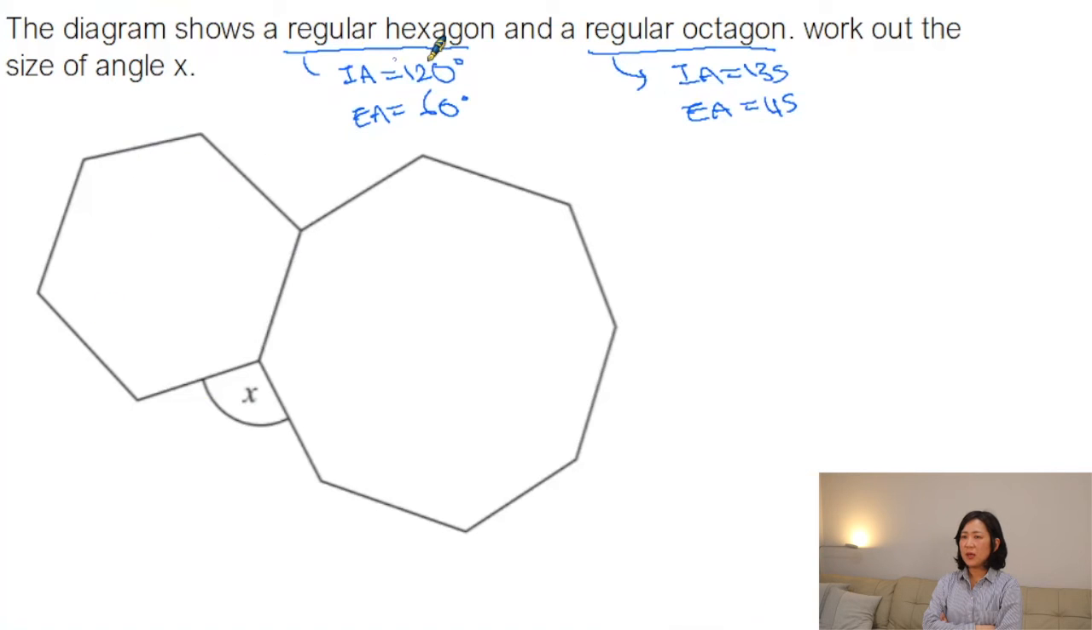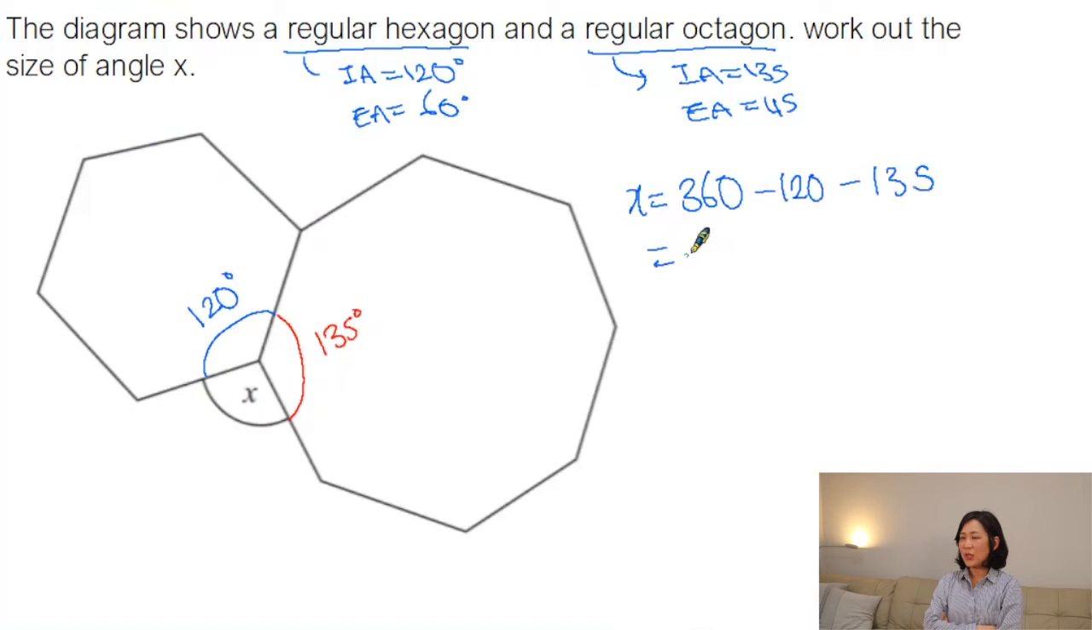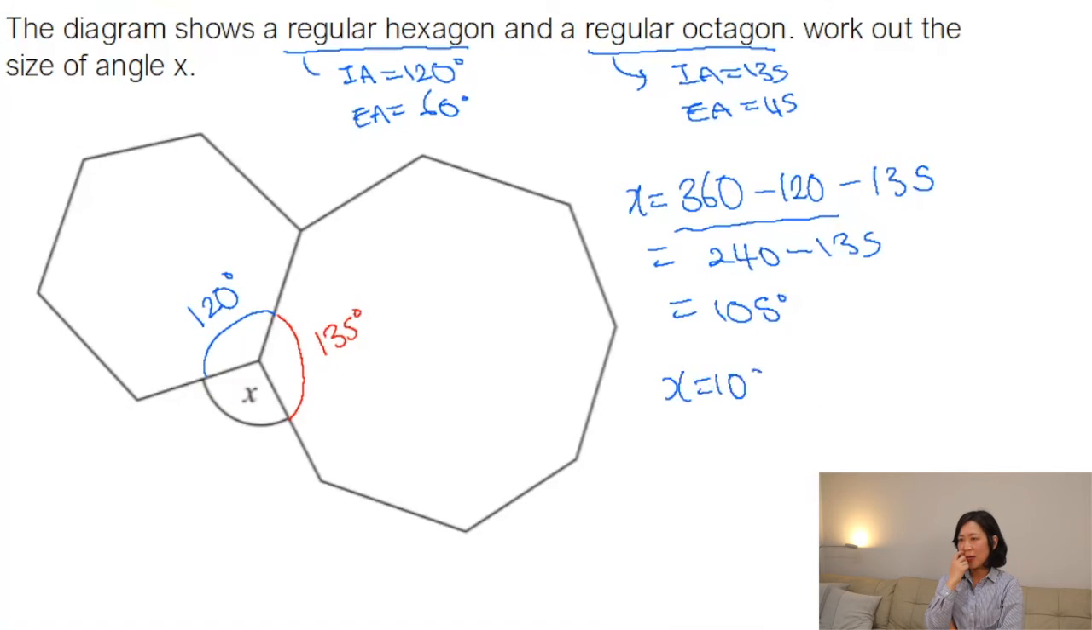We need to calculate the angle X. Then what did you notice? Always try to use the interior and exterior angles. Yeah, we know that. This is 120 and the other angle will be 135, right? Then we add all three angles together, that can form 360. So we can find X very easily. So let's take away these two angles. That is 240. Take away 135. So X equals 105. This is our answer.